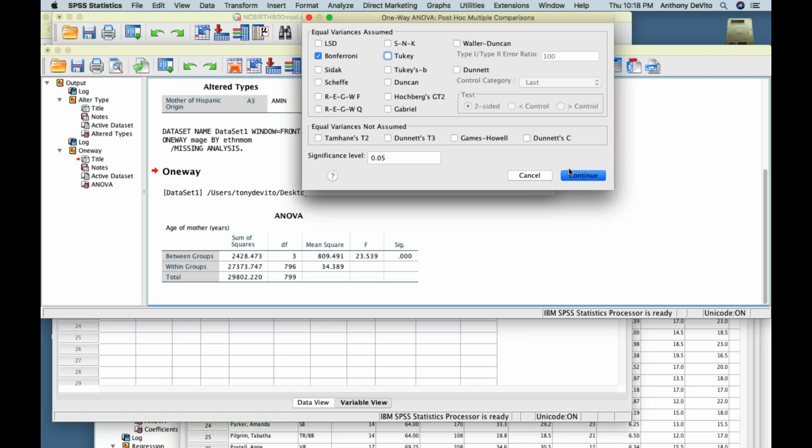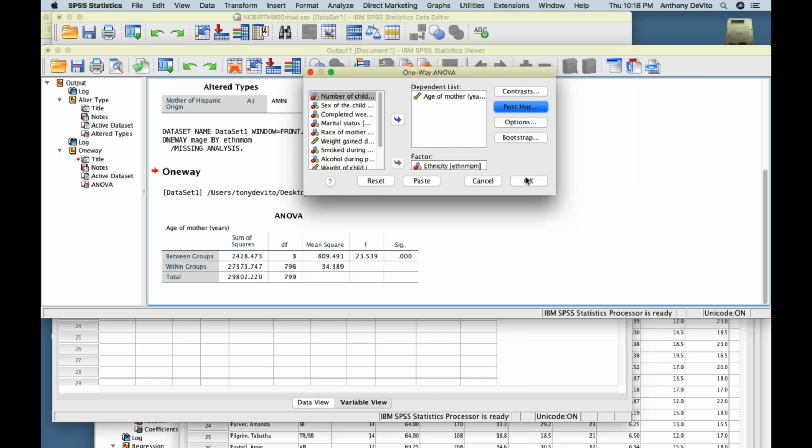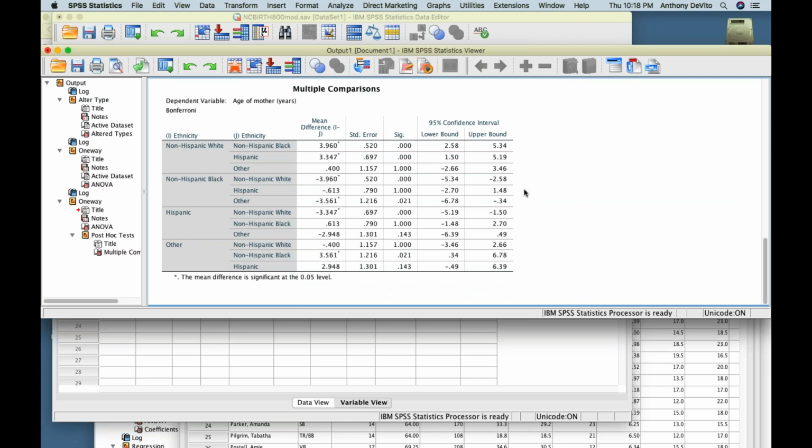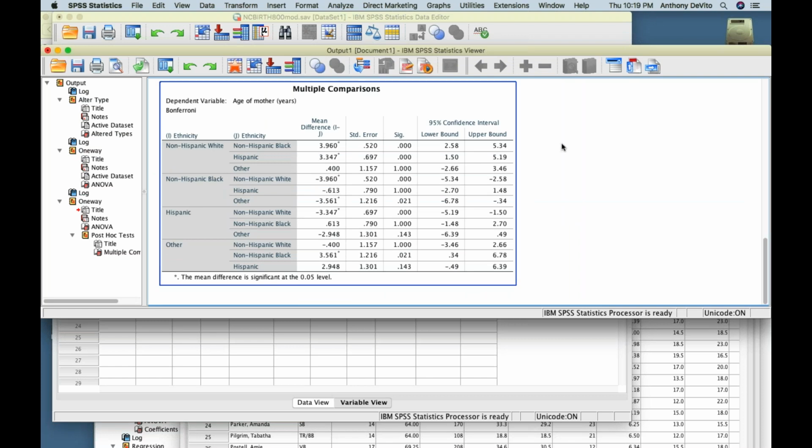So I'm going to just check that one. I'm going to click OK and Continue. I click OK again. Those are different techniques for doing this. Some are more appropriate in one circumstance, some in others. For our purposes, we're just going to stick with Bonferroni for now. Okay, so let's see. SPSS actually goes through every possible pairing. And it says, let's compare non-Hispanic white to non-Hispanic black. And the probability that the mean for this group is equal to the mean for this group is 0.000.